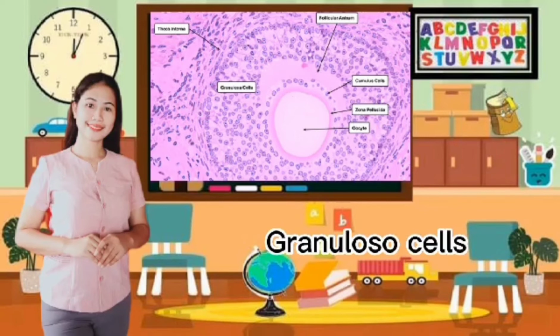Granulosa cells play a key role in the female reproductive system. They help you get and stay pregnant. Granulosa cells produce reproductive hormones and support ovarian follicles. These follicles are small sacs of fluid in your ovaries that contain eggs.